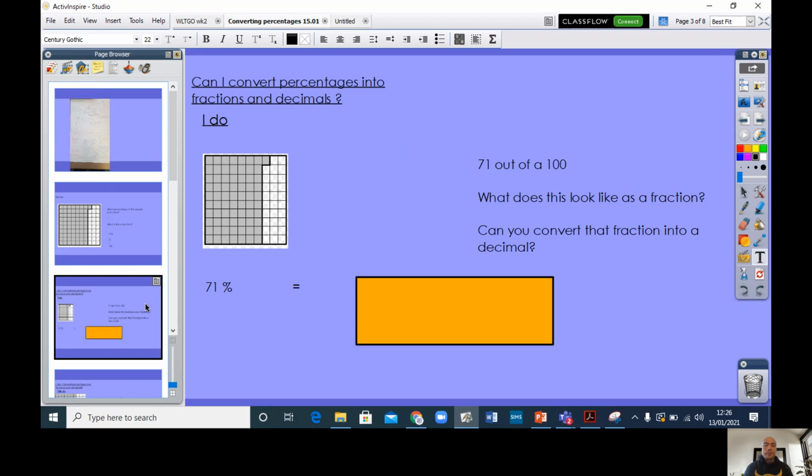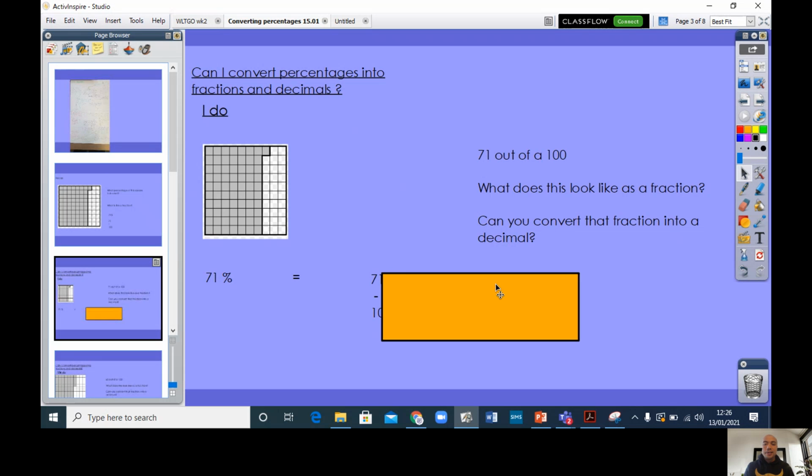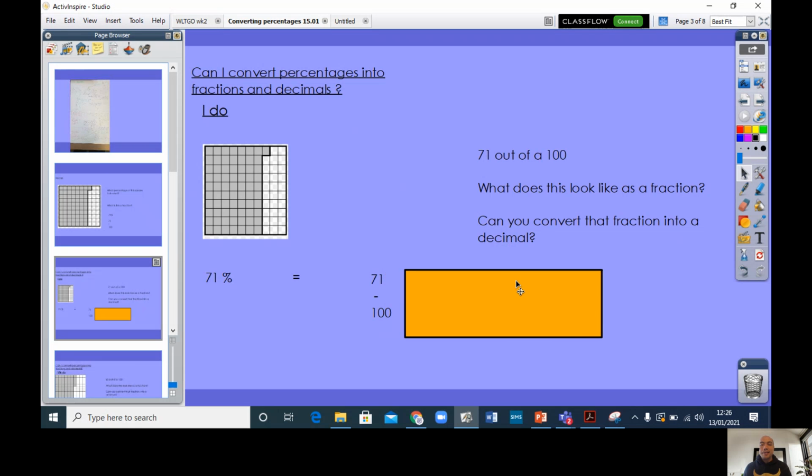So today's learning: can I convert percentages into fractions and decimals? We've got that previous grid from the previous slide, and it was 71%. So we had 71 out of 100. We looked at what that looks like as a fraction, and then, can we convert that fraction into a decimal? So we know our numerator is 71 and it is out of 100. There it is as a fraction.